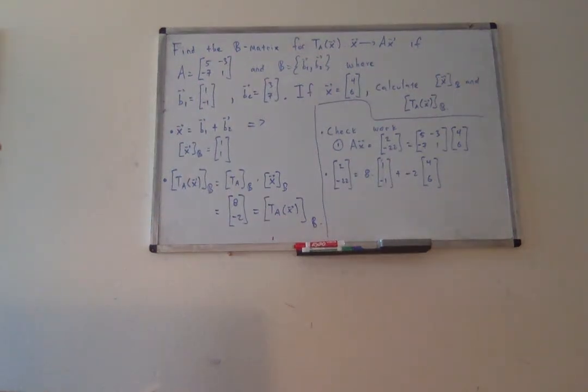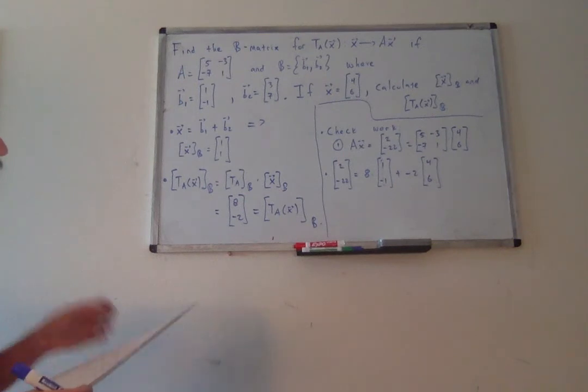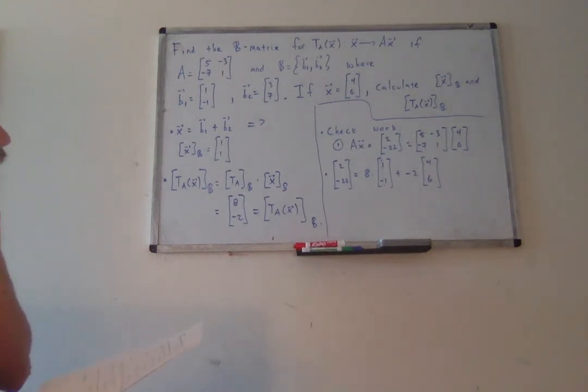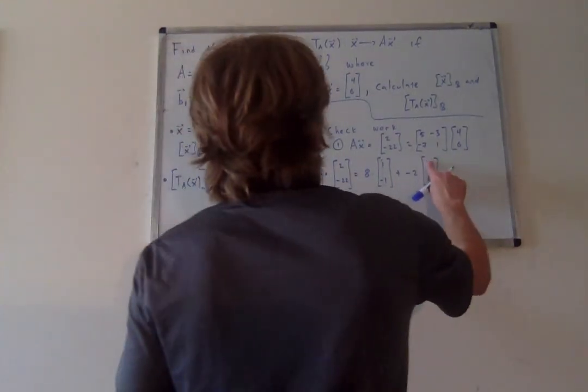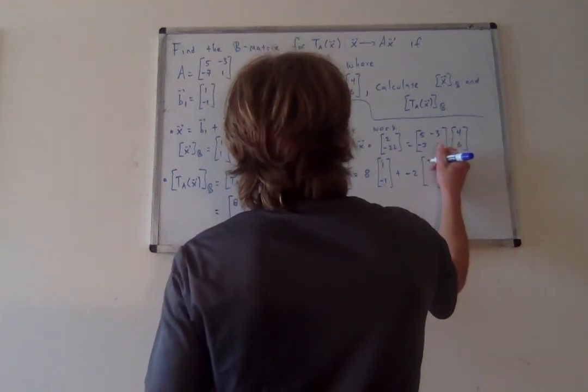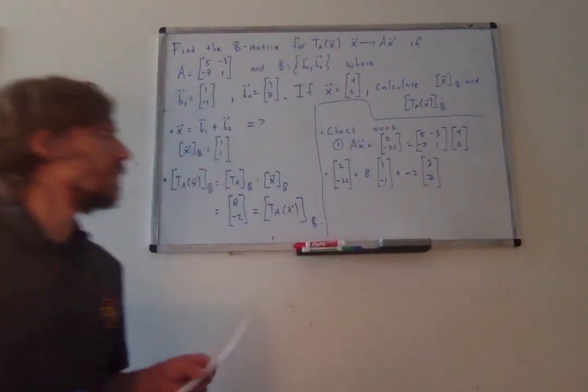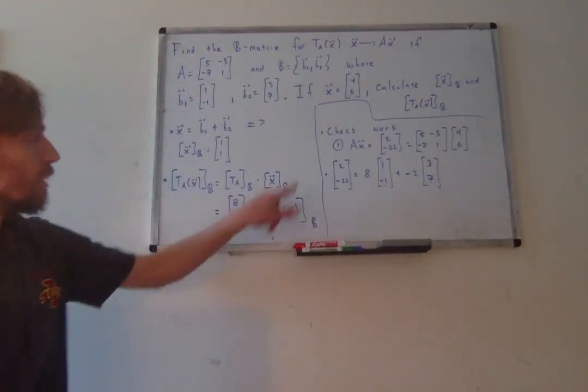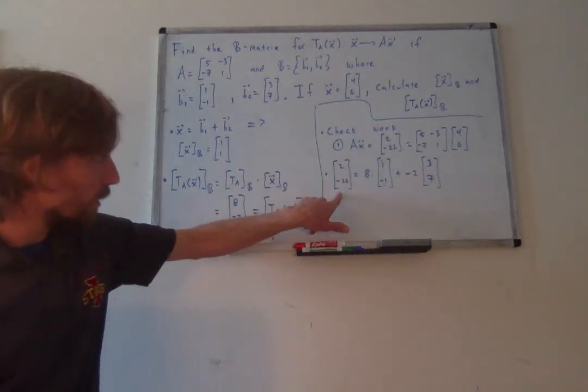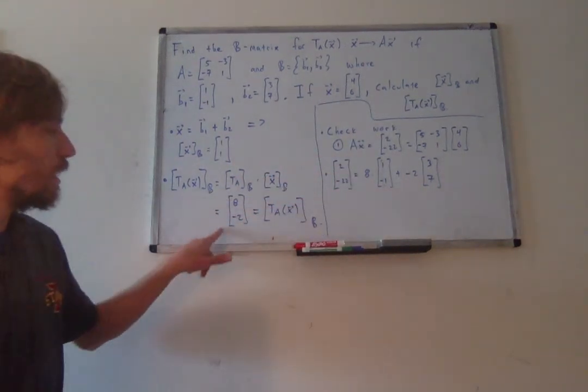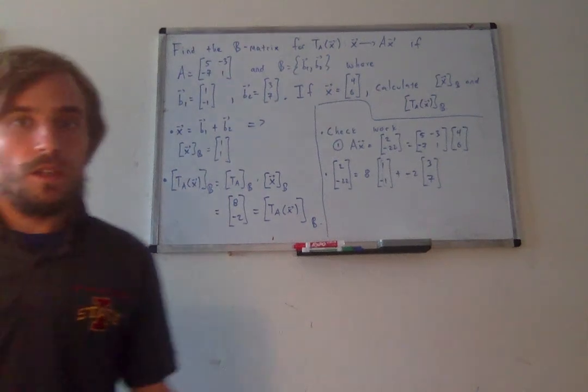which, working this out, I think is almost correct. Oh, B2, that should be a 7, sorry. 3, 7. Oh, good, okay. I'm not going crazy. This is in fact correct. And so notice this means that this vector has B coordinate representation 8, negative 2.